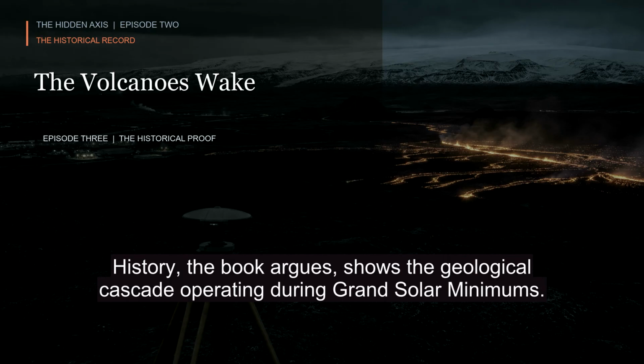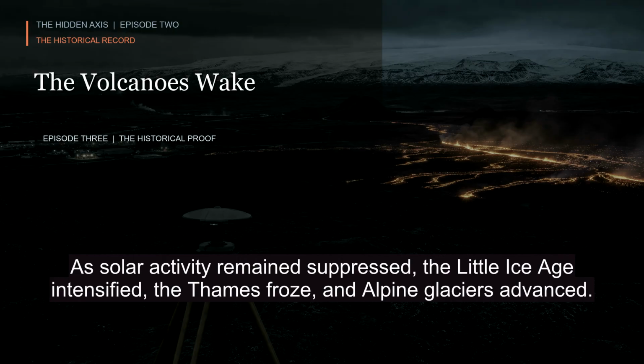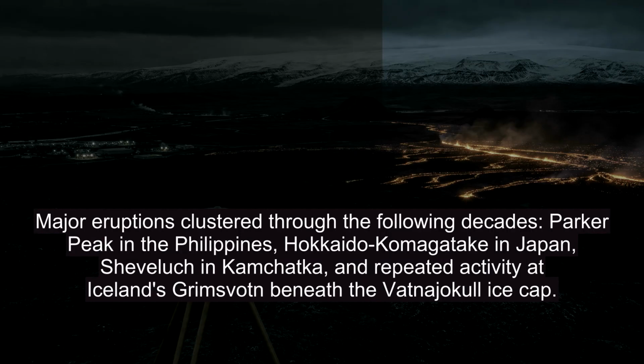History, the book argues, shows the geological cascade operating during grand solar minimums. The Maunder minimum began around 1645. As solar activity remained suppressed, the Little Ice Age intensified, the Thames froze, and alpine glaciers advanced. Major eruptions clustered through the following decades: Parker Peak in the Philippines, Hokkaido Komagatake in Japan, Sheveluch in Kamchatka, and repeated activity at Iceland's Grimsvötn beneath the Vatnajökull ice cap.